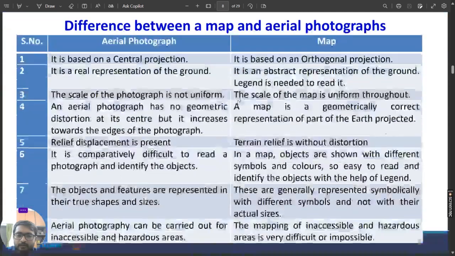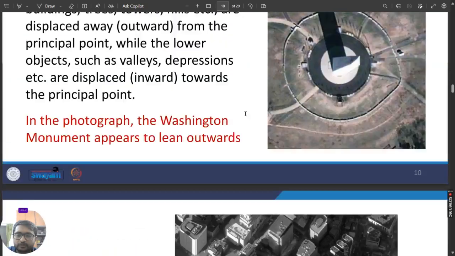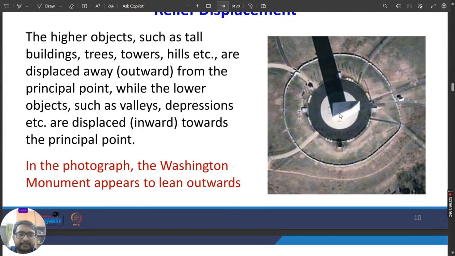Now, this is the differentiation between an aerial photograph and a map, so we'll not go into that. Basically your image will look like this. For any tower or high-rise building, you can see the top point and the bottom point, and the distance between those two is known as relief.